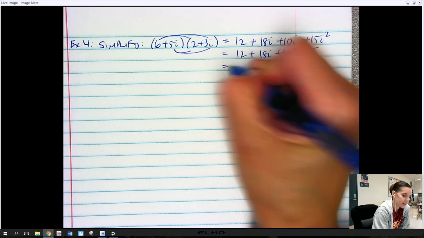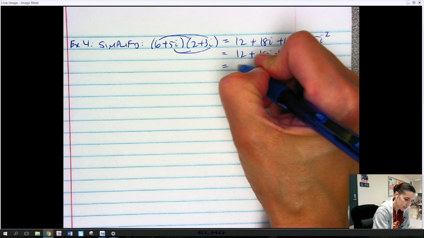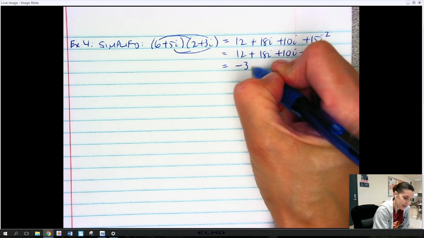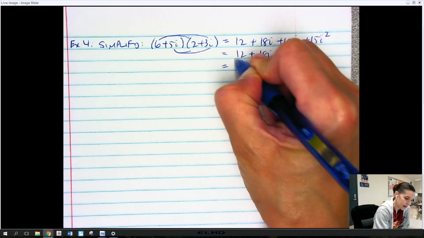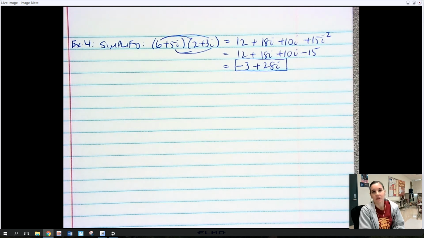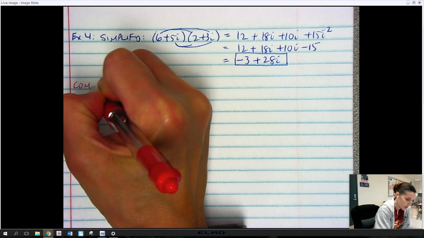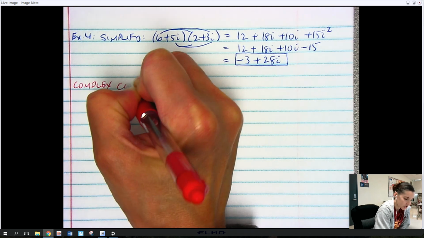So now I combine like terms and in the right order, so I'm going to do my real first. 12 minus 15 is negative 3, and then an 18i and a 10i is a 28i. So that is how you multiply complex numbers. All right, so I need to mention one thing before we can divide complex numbers, which will be our next example. The thing I need to mention to you is what is called a complex conjugate.